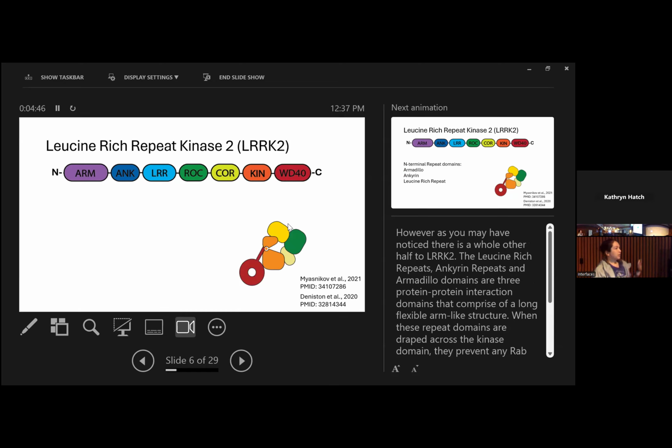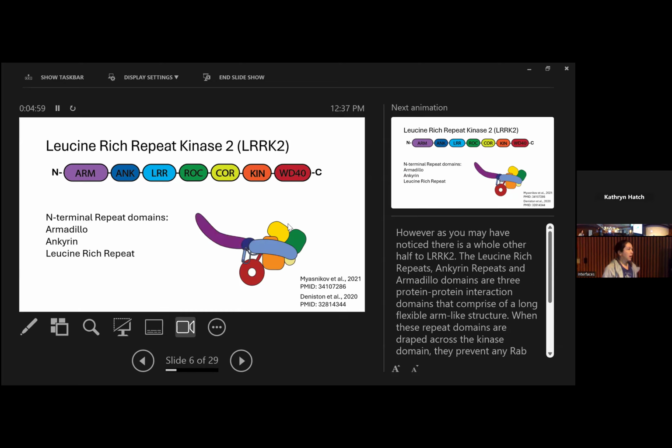But as I'm sure you noticed, there's still more to this protein. Again, it's a really big protein. There's the LRR region, which is what LRRK2 is actually named after, the leucine-rich repeat domain, this ankyrin domain, and this armadillo domain. And now, interestingly, based on structural data from cryo-EM studies, when that arm is draped across the kinase domain, I clicked that too fast, RAB substrate is actually not able to access the kinase active site because it is blocked from where that arm is draping across the kinase domain and the kinase active site.